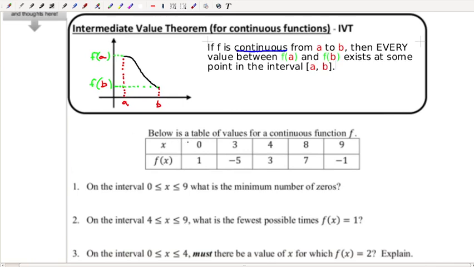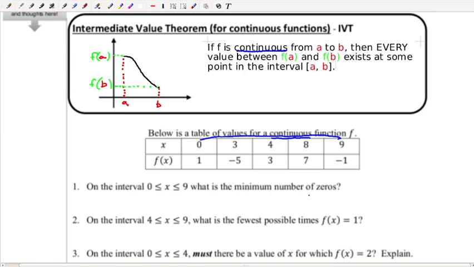So here we have a table of values for f. Again, it's important that it's a continuous function, meaning it doesn't jump any y values between any values that we see on here. So it says, question number 1, on the interval from 0 to 9, so x equals 0, here we are, all the way to x equals 9. So in this case, we're looking at the whole table.